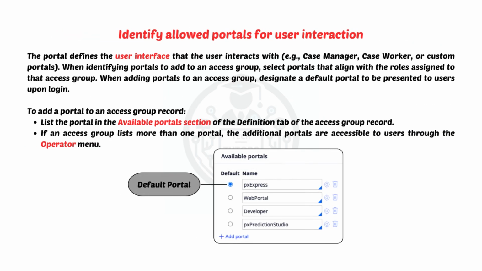Let's move on to portals, which are the screens users interact with. Portals like Case Manager or Caseworker define the user interface. To set up portals, go to the Definition tab of the access group. Add the portals you want to make available and mark one as the default. If there are multiple portals, users can access the others through the operator menu. Make sure the portals match the roles of the group for the best experience.